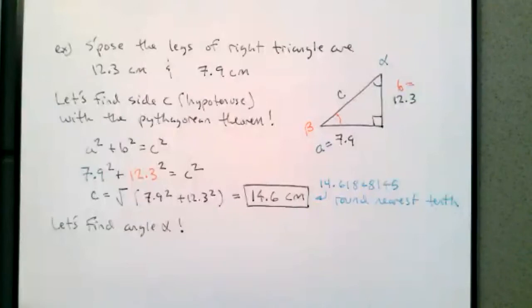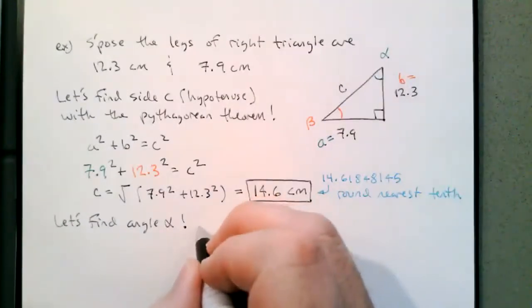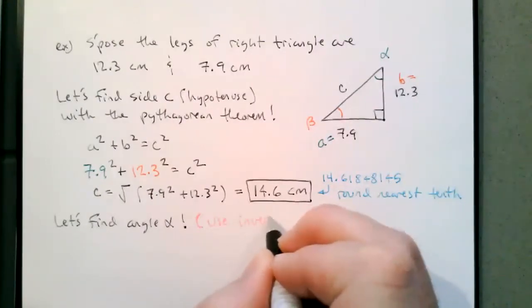Now, I have just sides. I need to use trig functions to find an angle. We know we're going to use inverse trig functions since we're looking for an angle. So let's remind ourselves, looking for an angle, we're going to use inverse trig functions.